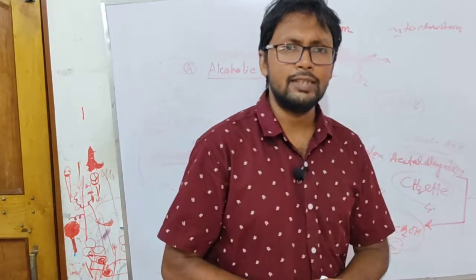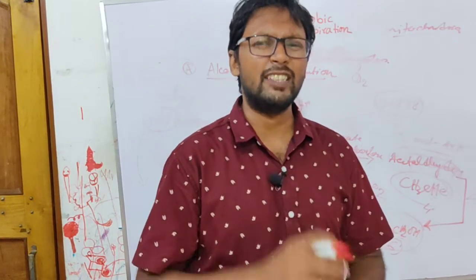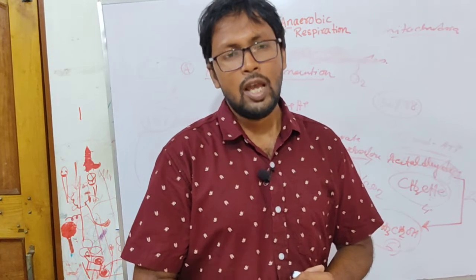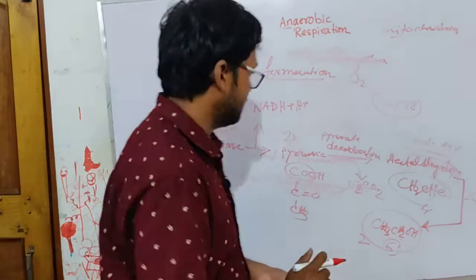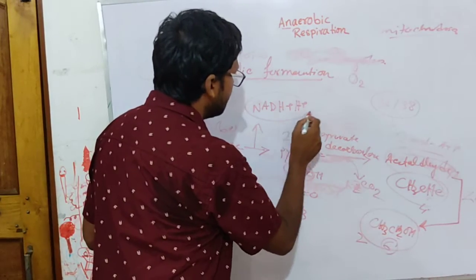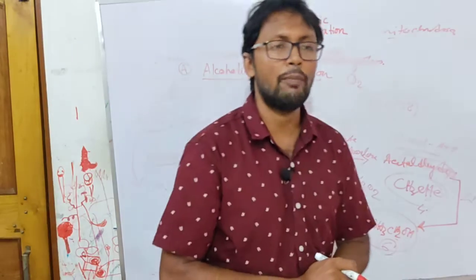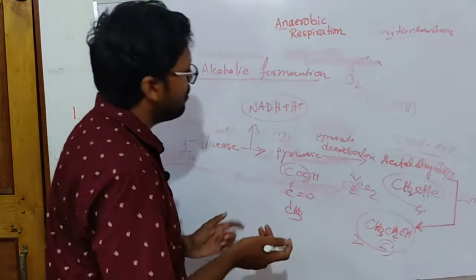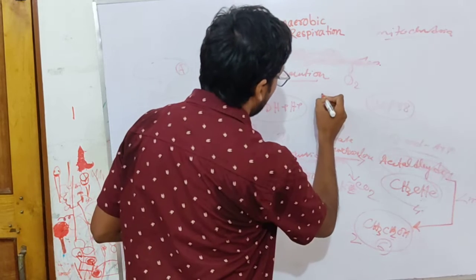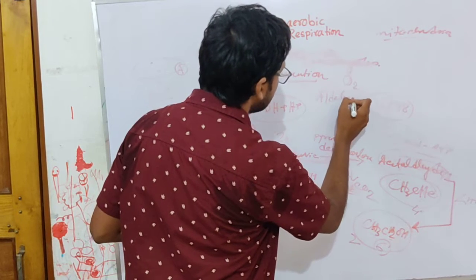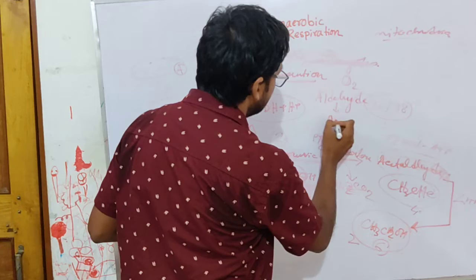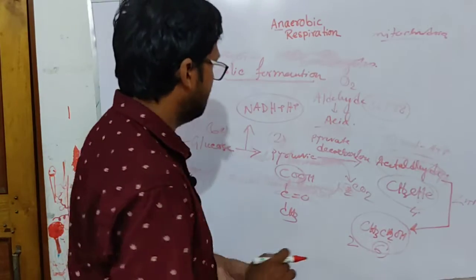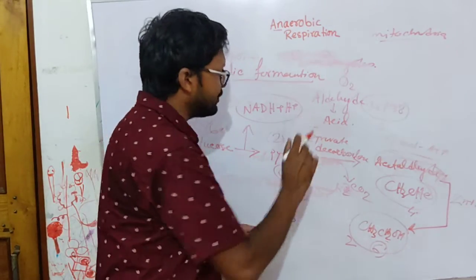During glycolysis, NADH plus H plus is produced during substrate level phosphorylation, and this NADH plus H plus is a reducing energy, that is during the formation of phosphoglyceraldehyde to PGA, phosphoglyceric acid. From aldehyde to acid, that is during the oxidation process. What happened? NADH is produced.